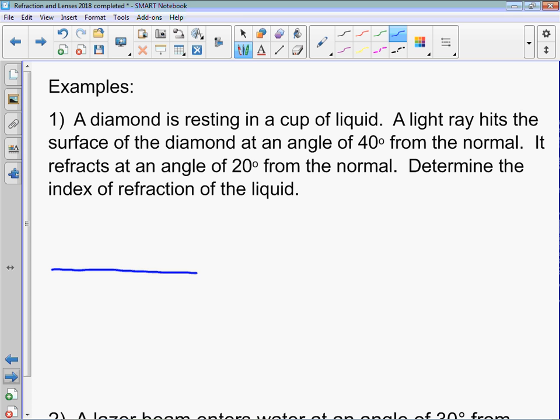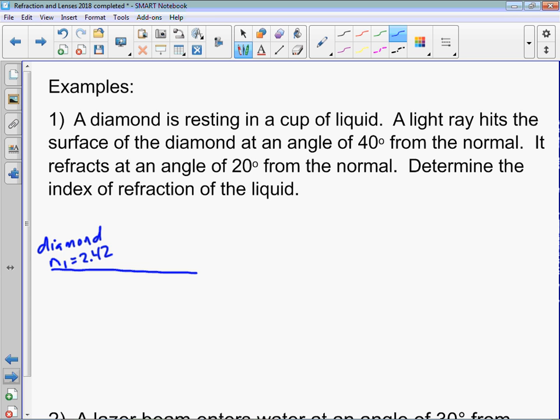All you have to do in your diagram, you really should have a diagram, is say, all right, so here's my diamond, and we'll call that n1 is 2.42. How do you know that? You look it up. You have a chart. You go back to the last lesson. You go back to your textbook. You go to the internet. You find it on a test. You'd be given any of that information that you need.